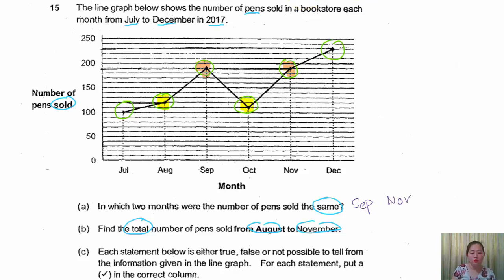To find the total number of pens sold, we have to take note of from what month to what month, because some children will choose from here to here by default, but we don't do that. So it should be from August, September, October, and November. And one more thing is, some children do not know how to read this part here.